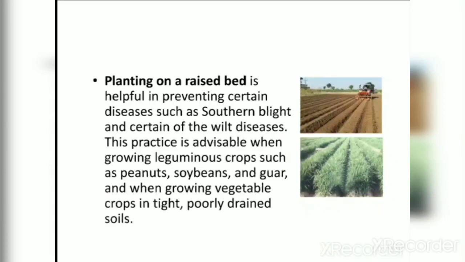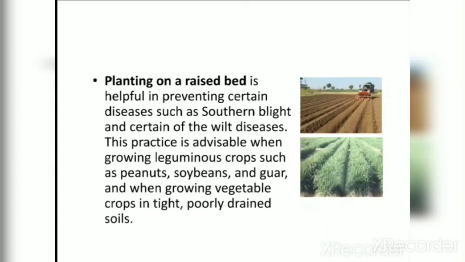This is a very good practice for certain crops, for example vegetables and certain pulses, because in poorly irrigated areas and poorly drained areas, where the soil is poorly drained and water stagnation is a problem. Yeah, it is a very difficult problem.